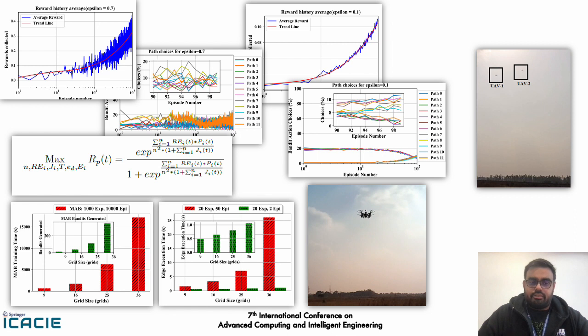In this next set of bar charts, the left bar chart shows the multi-arm bandit based training time and the number of bandits generated within the small subplot within it. We see that these increase exponentially as the number of grids per UAVs per location keep increasing. The right bar chart shows that if we limit the number of experiments and episodes, we can achieve feasible execution time of the multi-arm bandit even at edge-based systems.